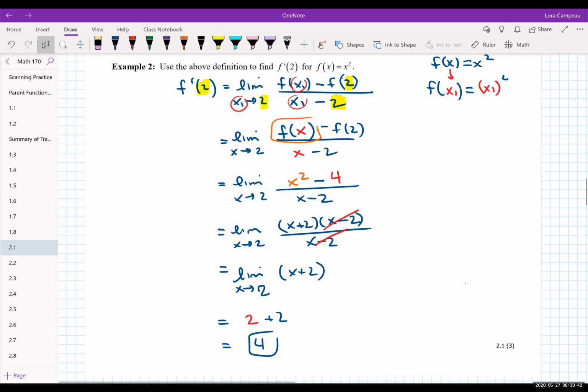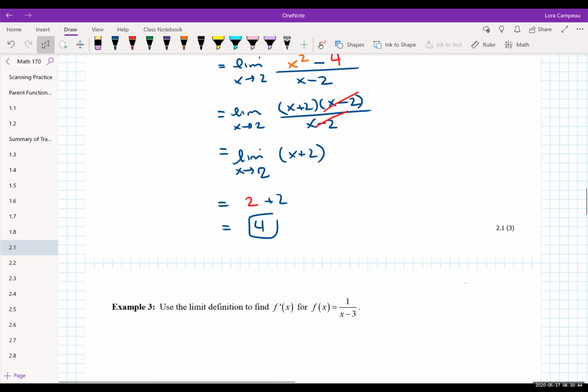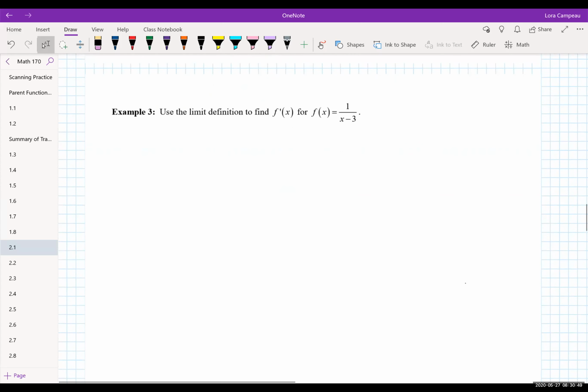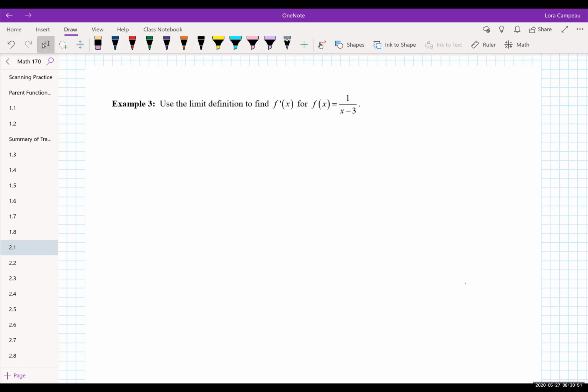So let's make this a little more exciting. We've been dealing with parabolas. The next thing I want to play with is, what if we have a more complicated function? Got ourselves a rational function here. So example 3, it's asking us to use the limit definition. So I have to emphasize that.